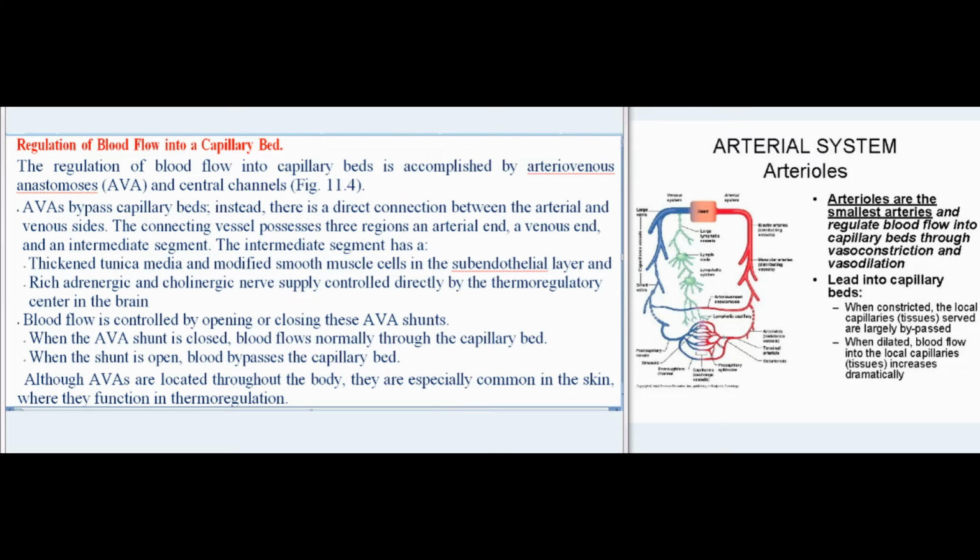When the AVA shunt is closed, blood flows normally through the capillary bed. When the shunt is open, blood bypasses the capillary bed. Although AVAs are located throughout the body, they are especially common in the skin, where they function in thermoregulation.